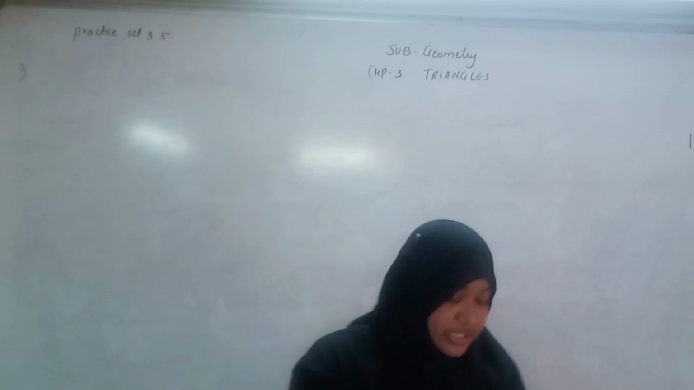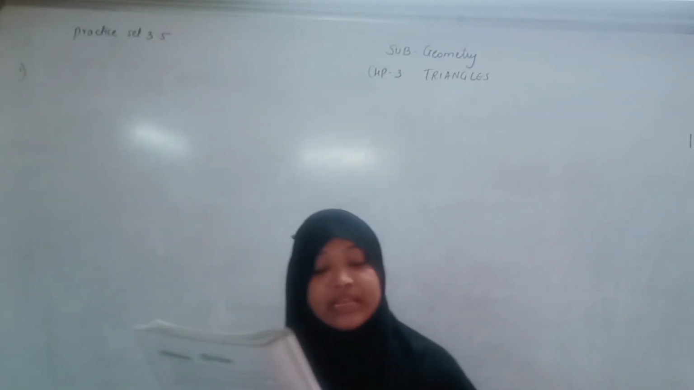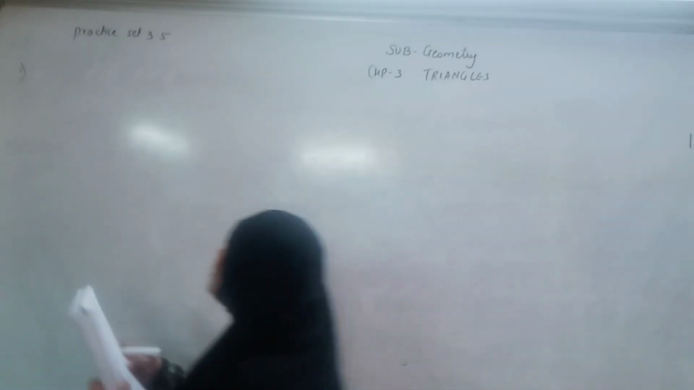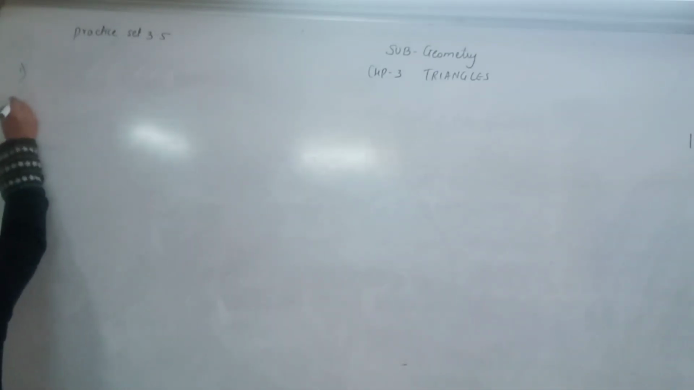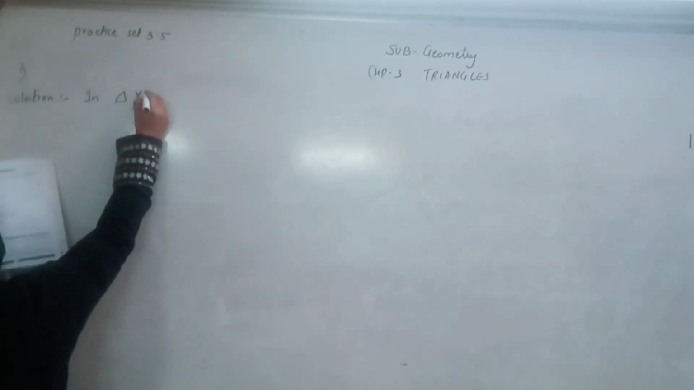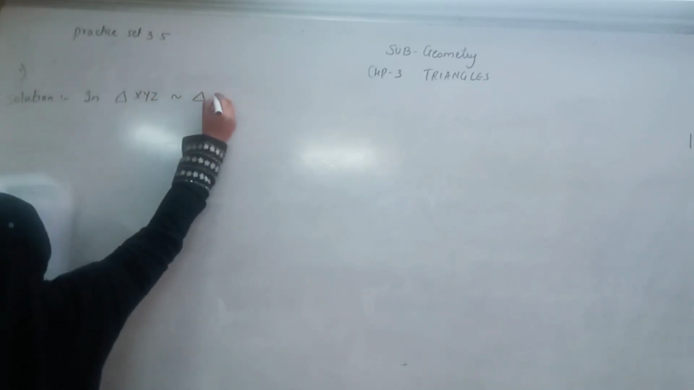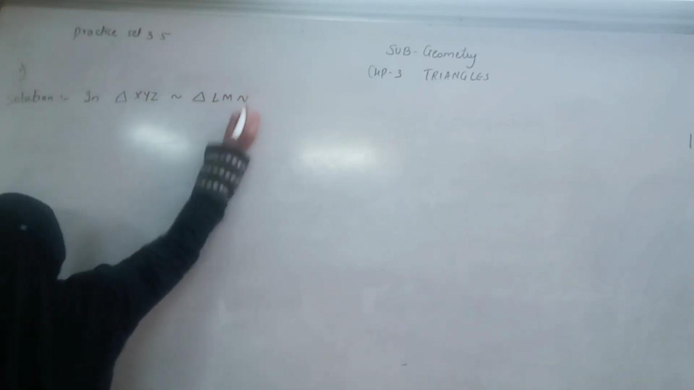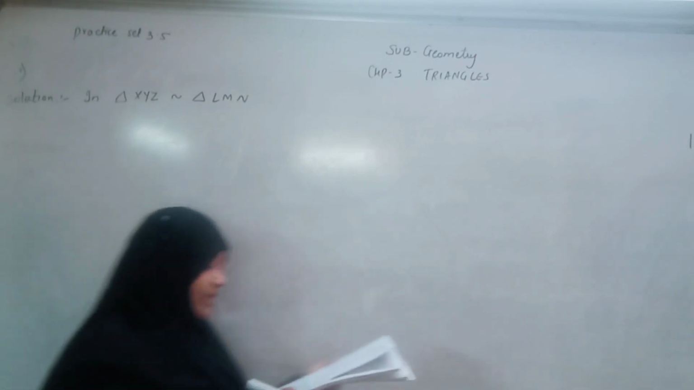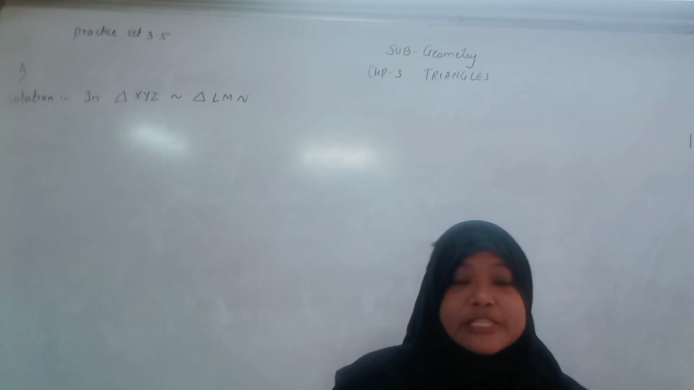The very first question is given to you: triangle XYZ and triangle LMN, which two triangles are given? How students, which two triangles are given to us? In triangle XYZ is similar, the sign of similar, to triangle LMN. Okay, write the corresponding angles of the two triangles and also write the ratio of the corresponding sides.